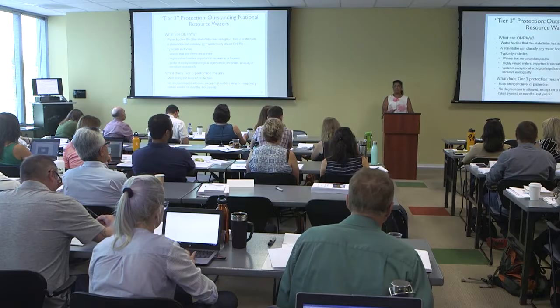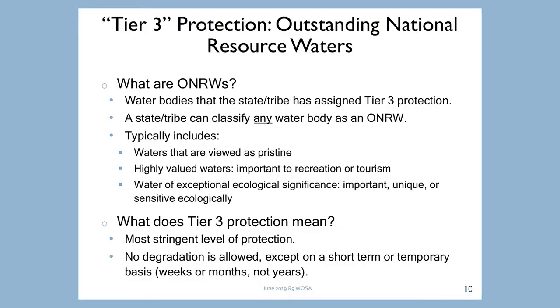All right. So what are ONRWs? We've talked quite a bit about this, but they're really waters that a state or tribe has assigned as Tier 3 protection. So I do want to do sort of a public service announcement. Words can sometimes matter. So I would say do not use the word designate when you're talking about assigning or identifying a Tier 3 water.